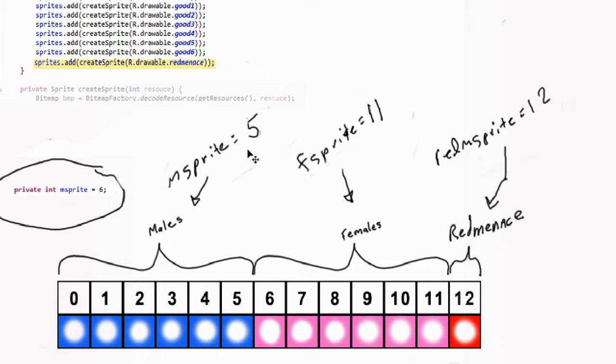This way I know that anything less than 5 is males, anything equal to or less than 11 is female until you get to 5, and that's where we know the male starts. And we know that the red menace is equal to only one thing, and that's 12. And that's how the sprite array is going to look in memory.